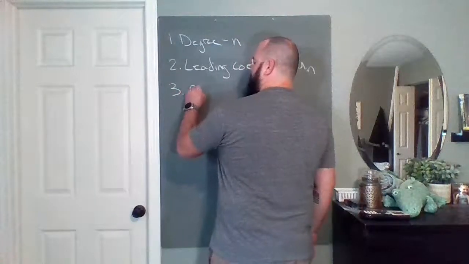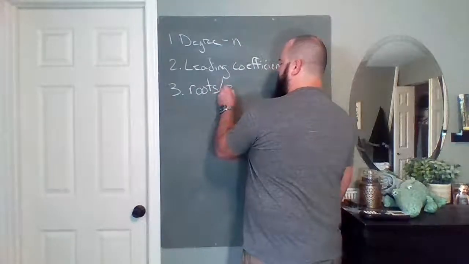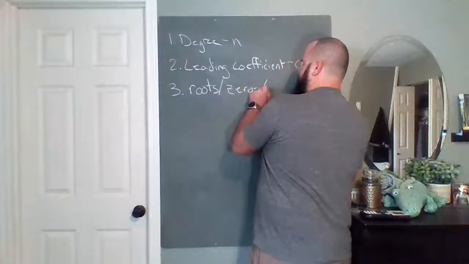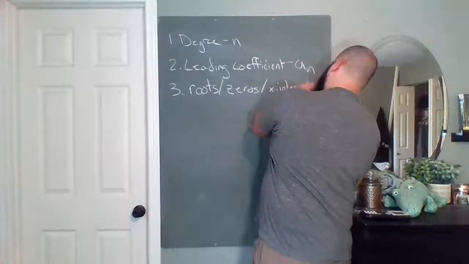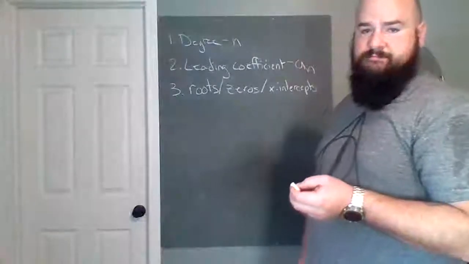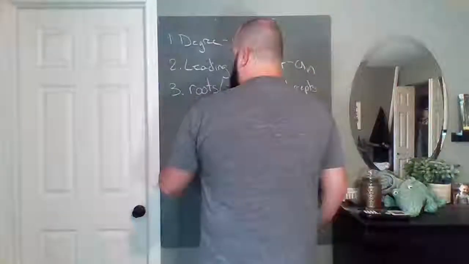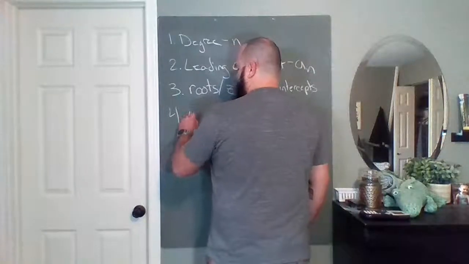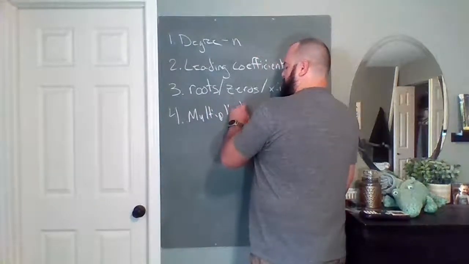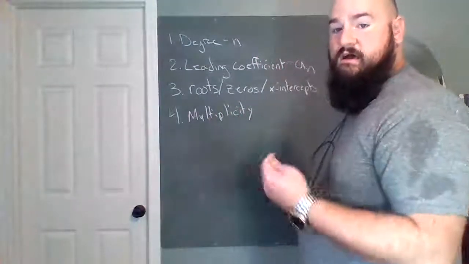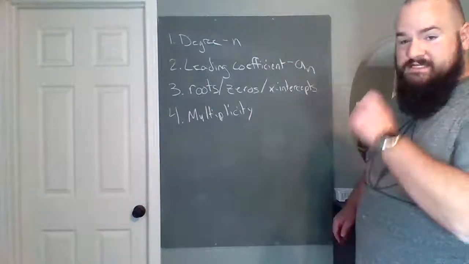We need to know the roots, which are also referred to as zeros, or x-intercepts. We need to know the roots, zeros, or x-intercepts, and we need to know the multiplicity of each of those roots, zeros, or x-intercepts. I'm just going to say roots from now on. So we need to know these 4 things.